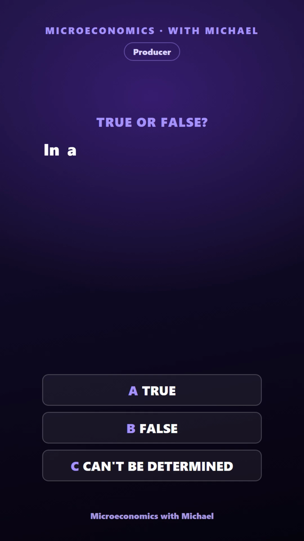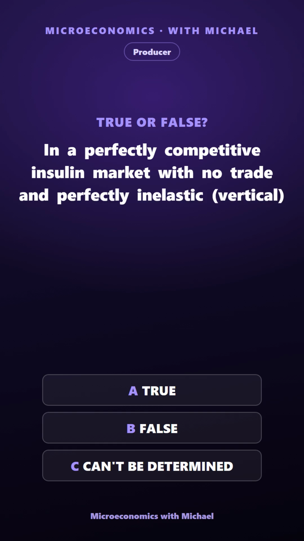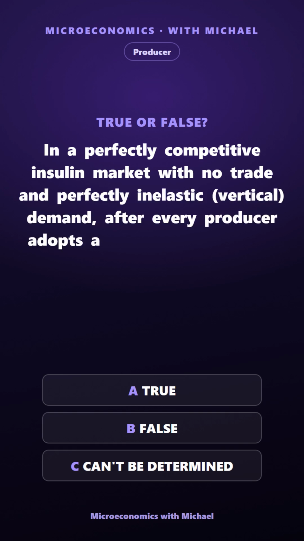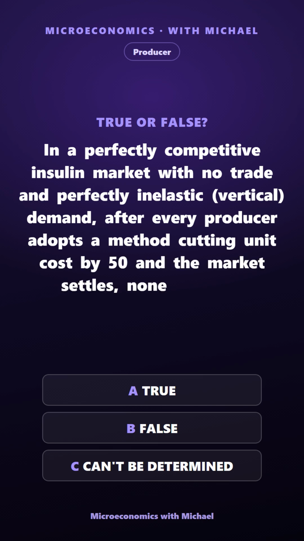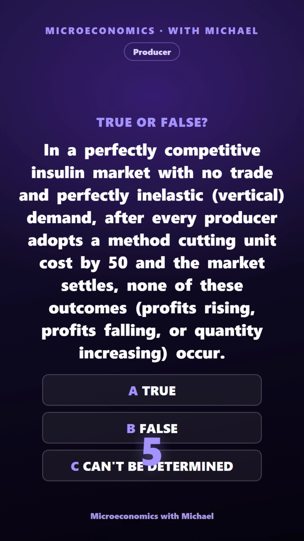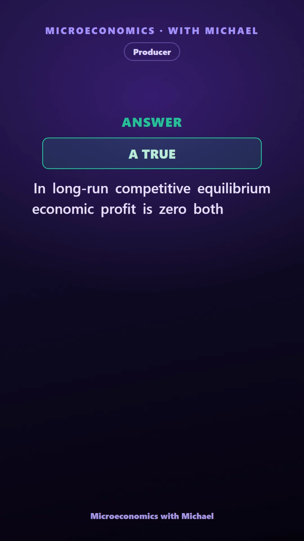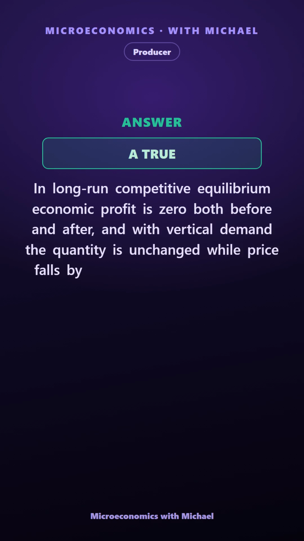In a perfectly competitive insulin market with no trade and perfectly inelastic, vertical demand, after every producer adopts a method cutting unit cost by 50 and the market settles, none of these outcomes, profits rising, profits falling, or quantity increasing, occur. True, false, or can't be determined? The answer is true. In long-run competitive equilibrium, economic profit is zero both before and after, and with vertical demand the quantity is unchanged while price falls by the full 50, so none of the listed outcomes occur.